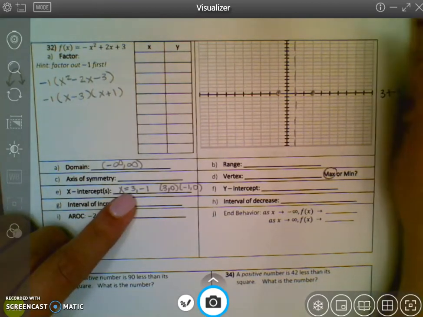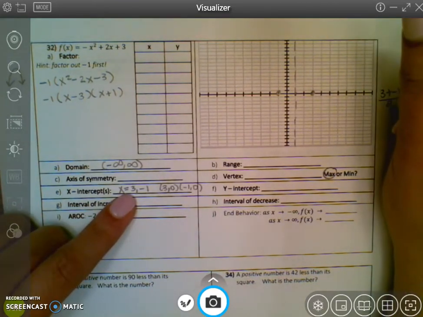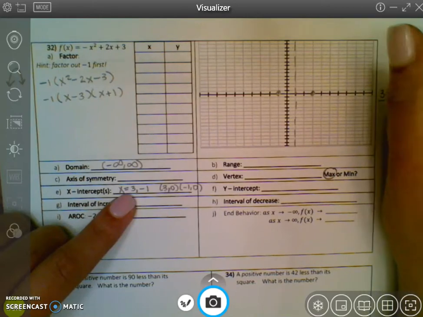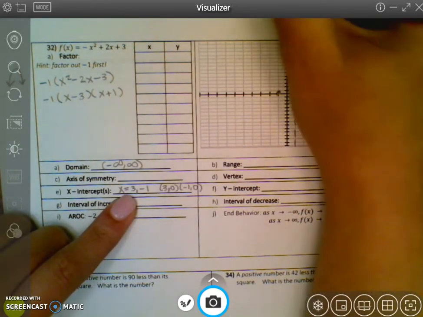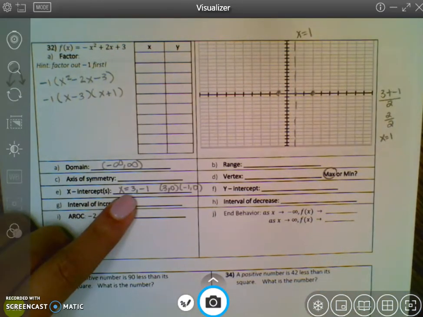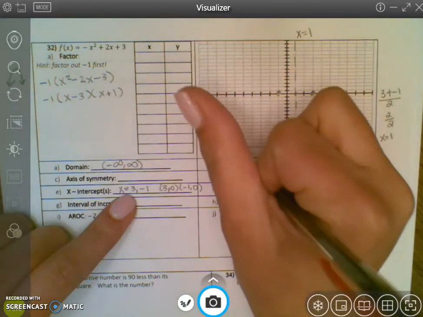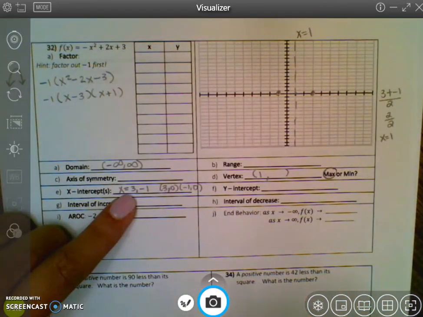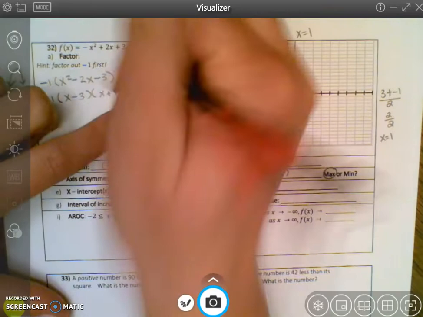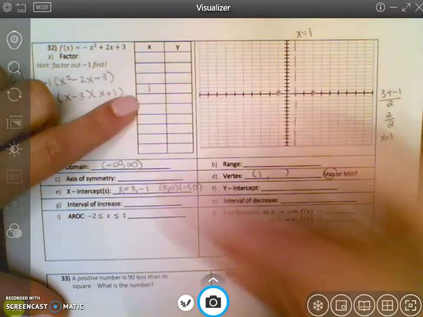Again, to the side, I'm just going to show the math. 3 plus -1 over 2. That's 2 over 2, which is a 1. And remember, this is your axis of symmetry. So axis of symmetry is 1, which means my vertex, the x value has to be a 1. And let's go ahead and choose the table again. Let's just put 1 in the middle.